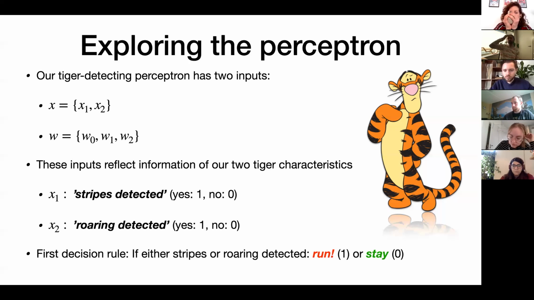So we're going to now formulate our first simple decision rule. If either stripes or roaring are detected, we're going to run. So our output will be 1 for running, and if it's 0, we're just going to stay.